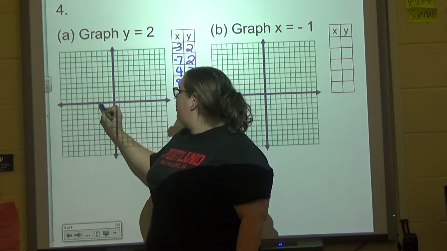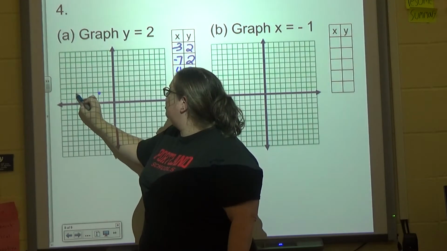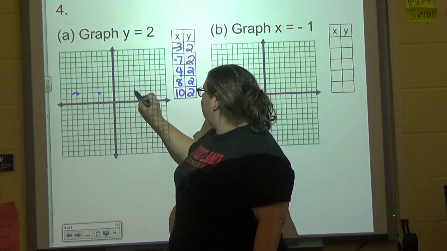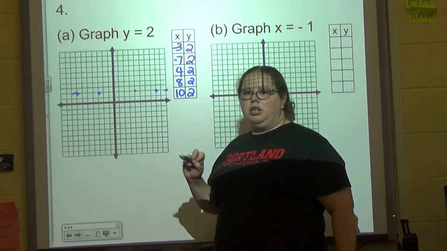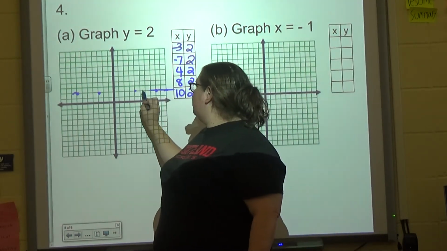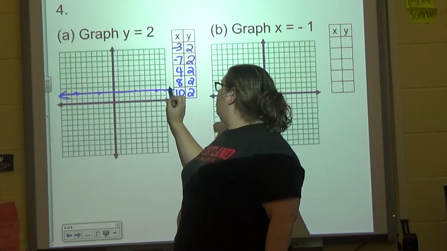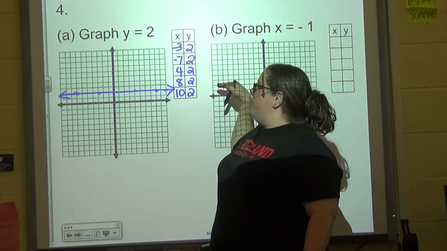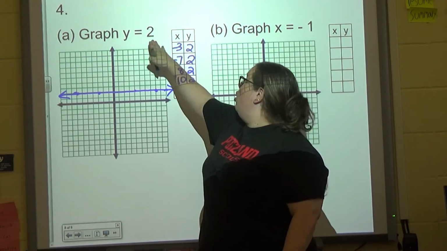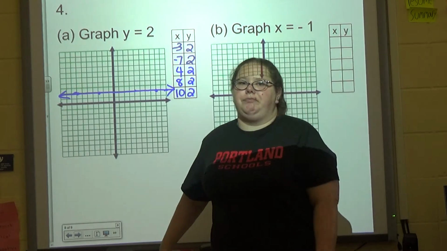So I have negative 3, 2, negative 7, 2, 4, 2, 8, 2, 10, 2. If I draw this line, it's just a horizontal line, right? The y value, no matter what the x value is, is always 2. The x value doesn't really mean anything in this case.